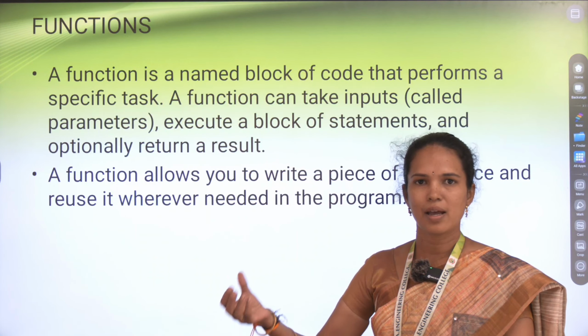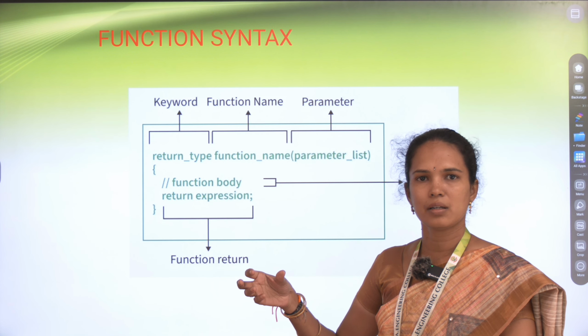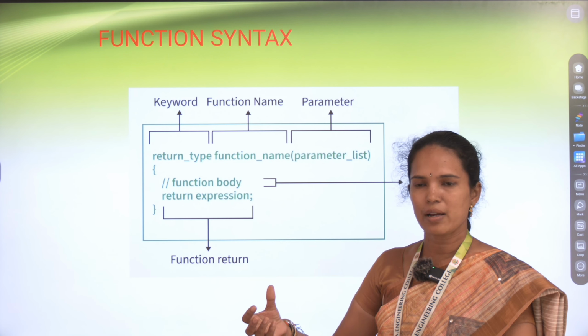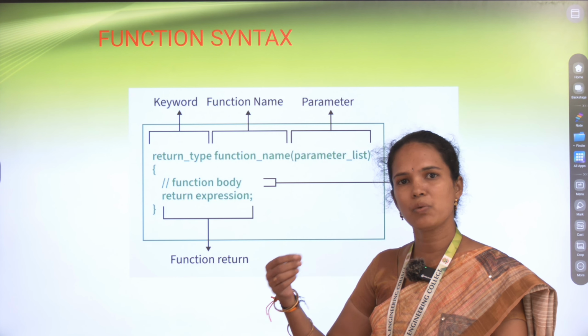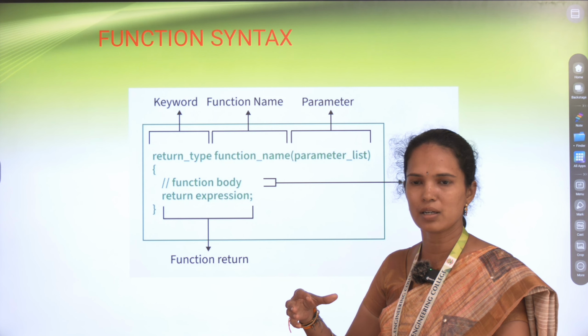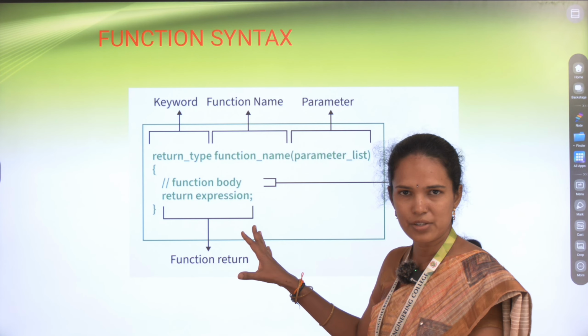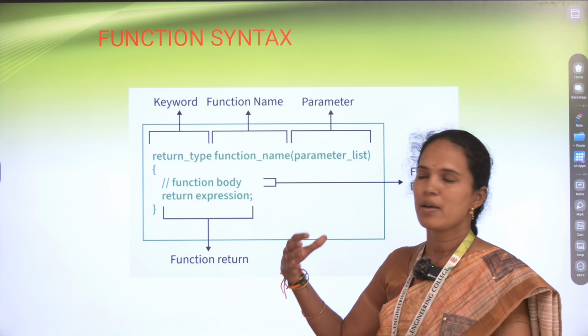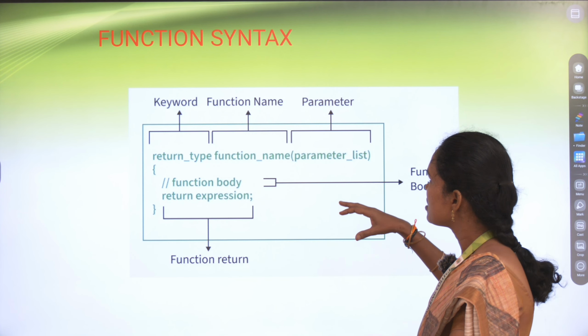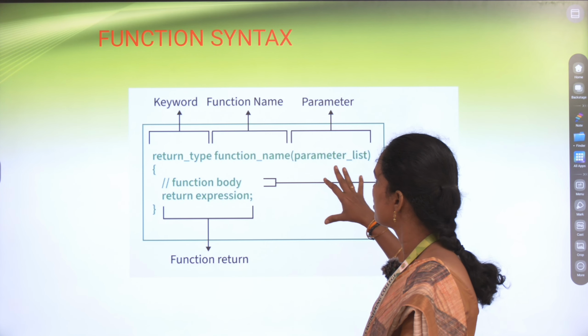If you are writing a piece of code for adding two numbers, and then you want to subtract, we have to write the same code again. If you want to multiply two numbers, we have to write the same code again and again. Instead, we can use the concept called function, and we can reuse that code wherever it is required. Let's see how it is working. First, see what is the syntax of function.